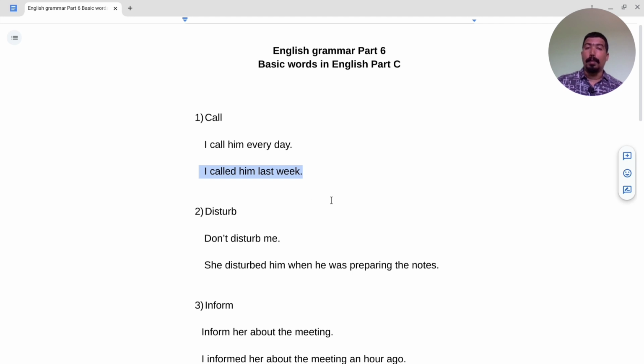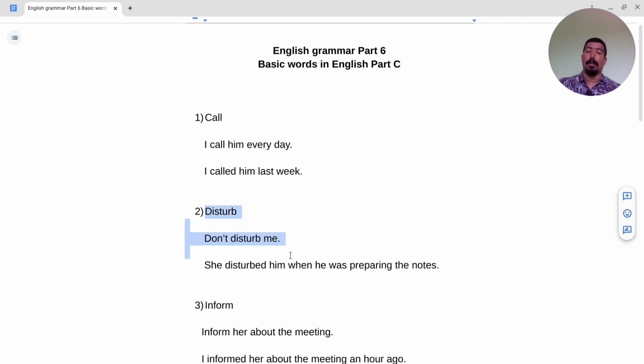So called, and again the second one is called. I called him last week. Last week is a time in the past. So I did something in the past. That is why we use I called him. I call him every day is something that I do every day. That is why we use the word call, the first form of the verb, the present form. And the second one, I called him last week, is the past form of the verb. That is a completed action.